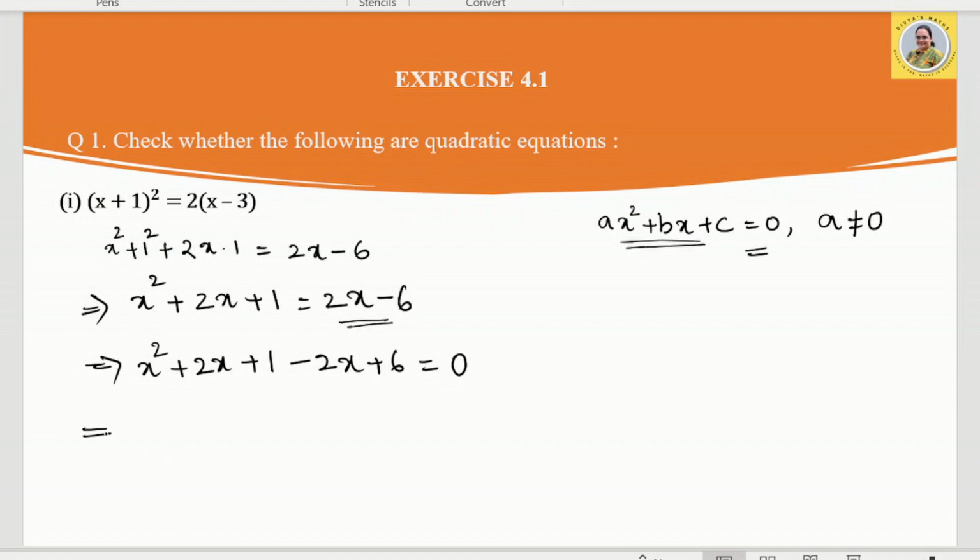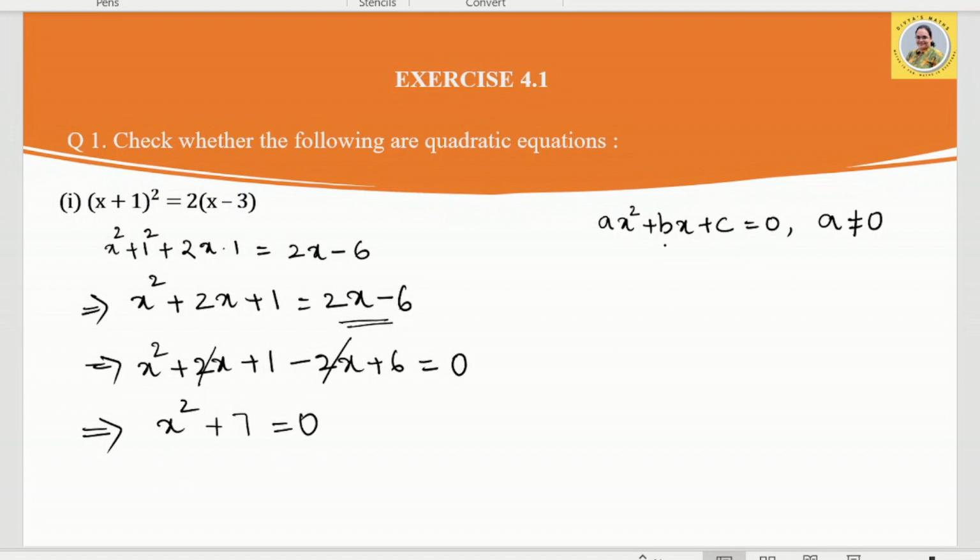Now, this will be x square. Here plus 2x and minus 2x will get cancelled. So, there is no x term. Okay. So, plus 7 is equal to 0.